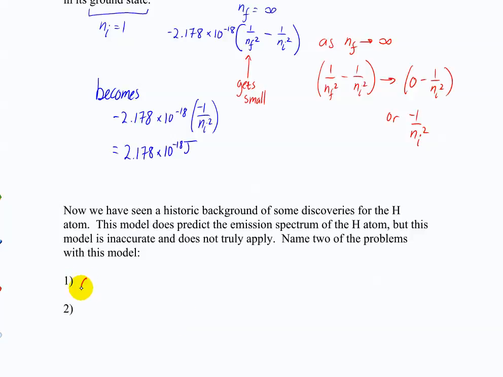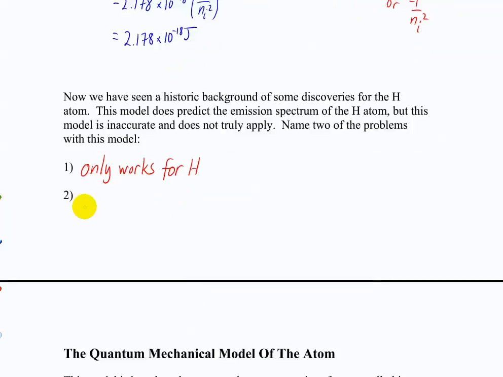Number one, it only works for hydrogen. So that's a little bit limiting. It gets close on some of the other elements, but it doesn't accurately predict the spectra for those other elements. And the reason for that is that it can't account for more than one electron.